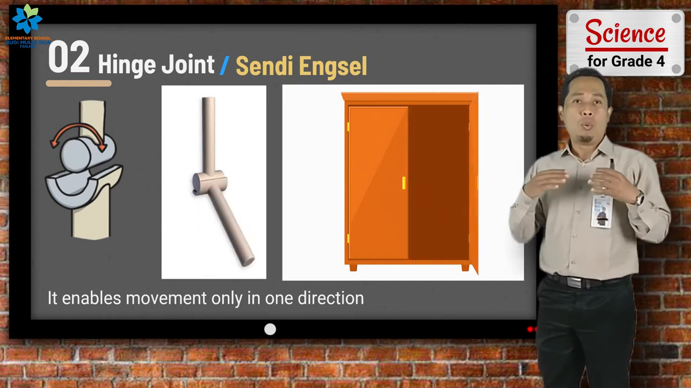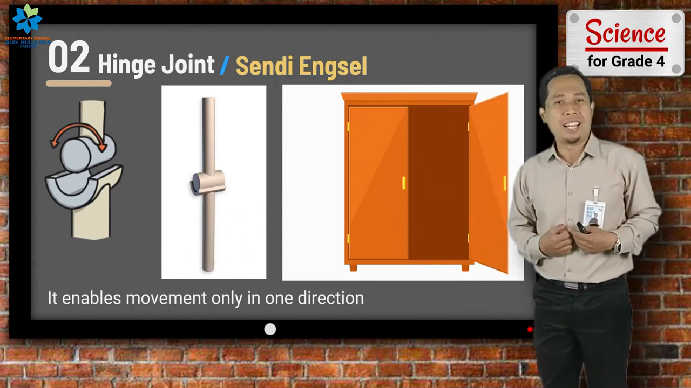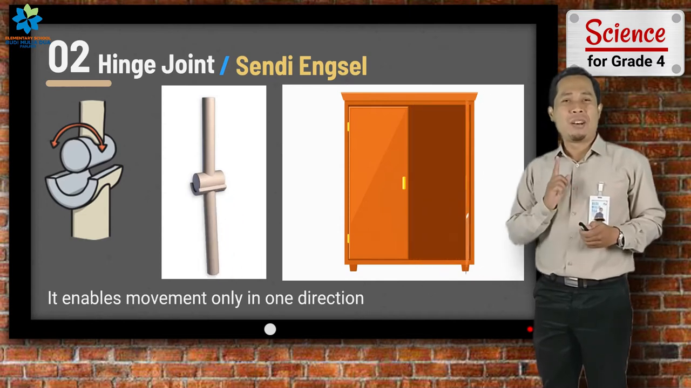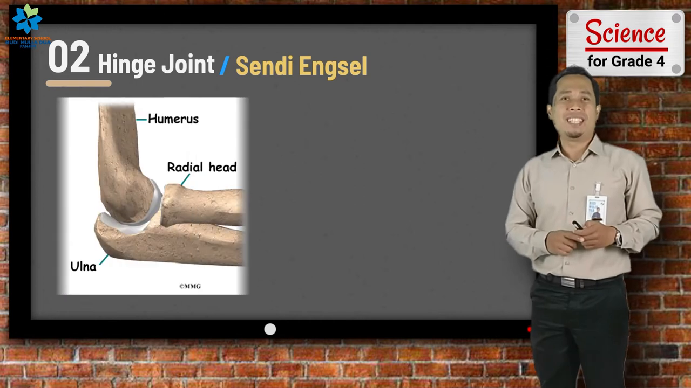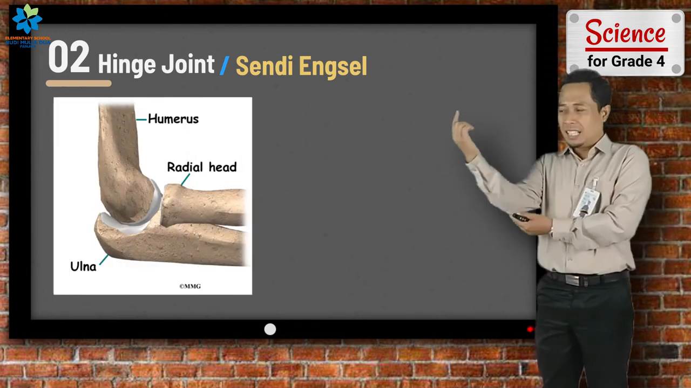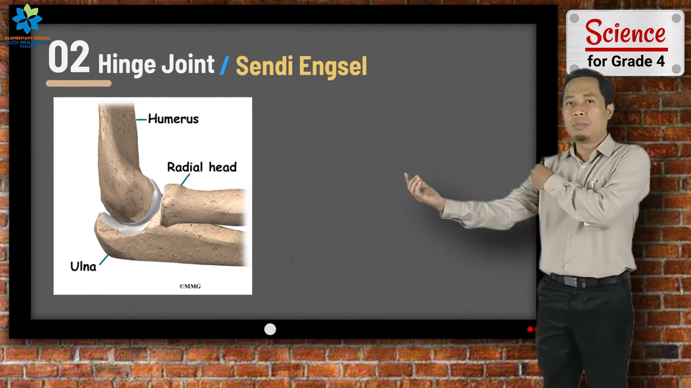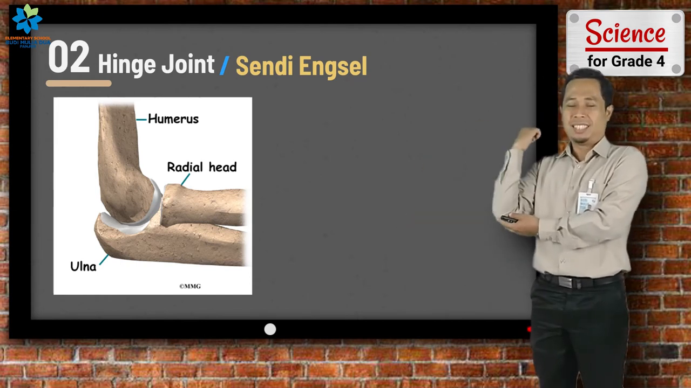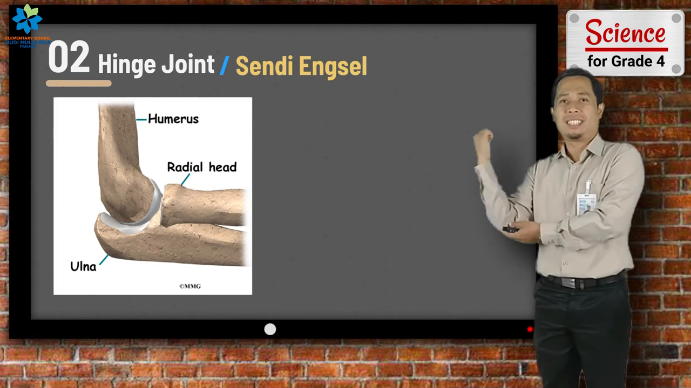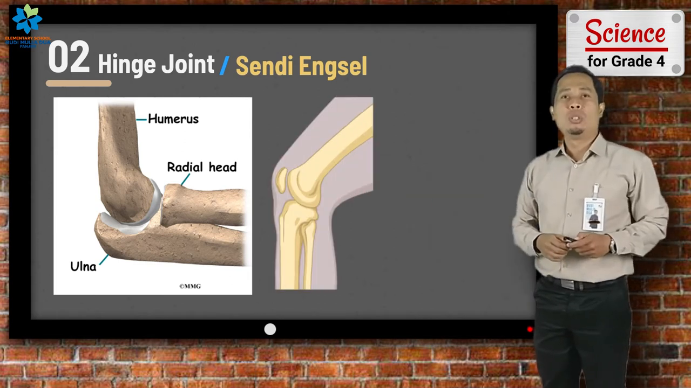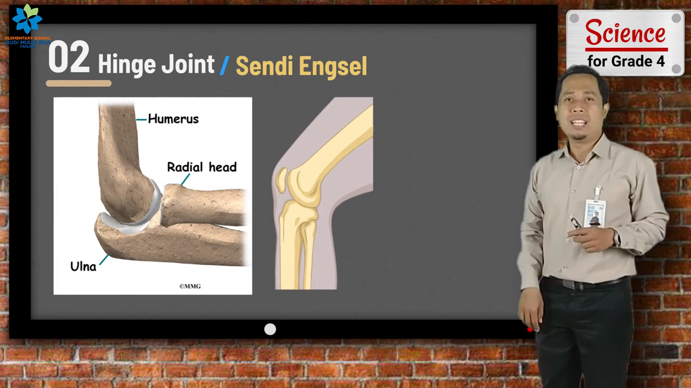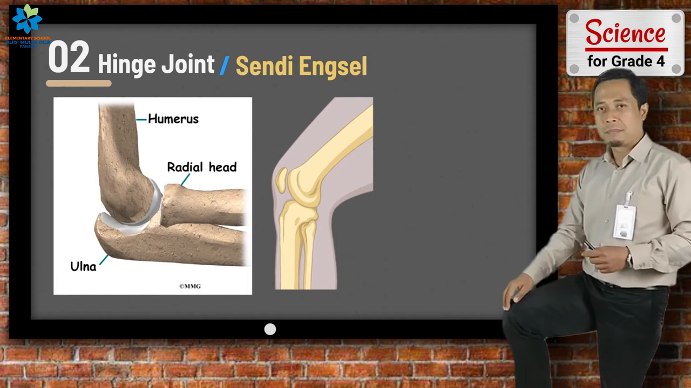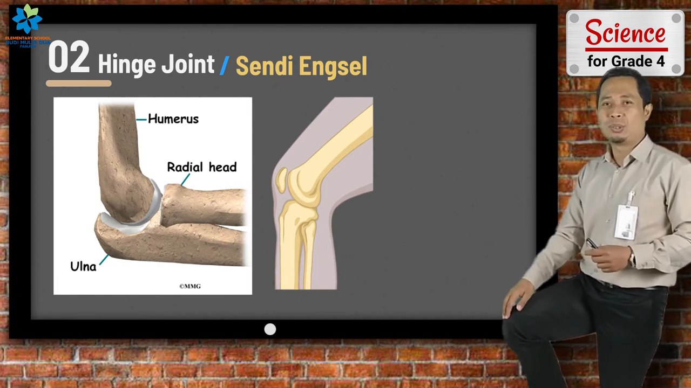And then where can we find hinge joint in our body? Can you find it? First, we can find hinge joint in our elbow, between humerus and ulna, like this. This is one direction. Okay. Then you can also find hinge joint in our knee. See, this is one direction movement. Just try to do it.